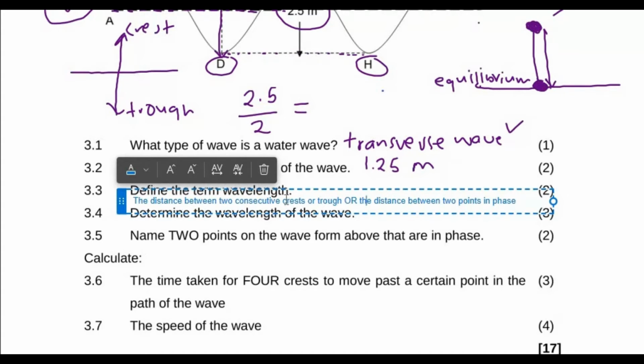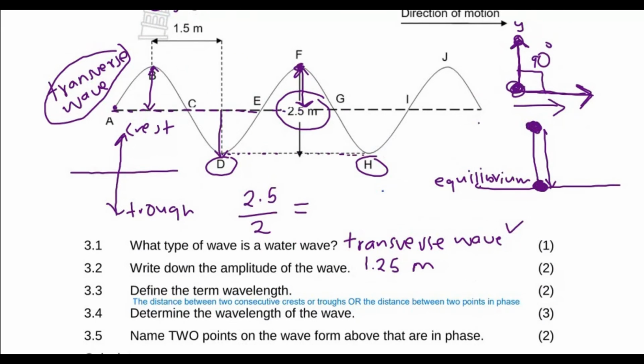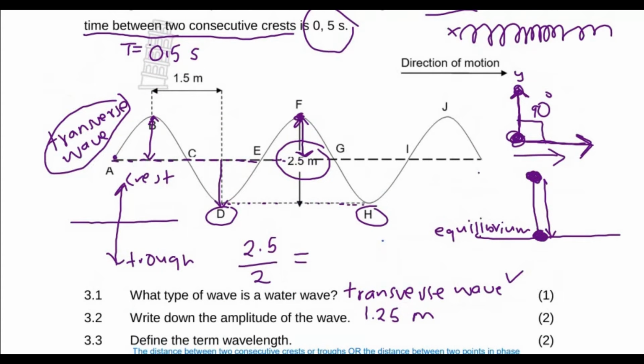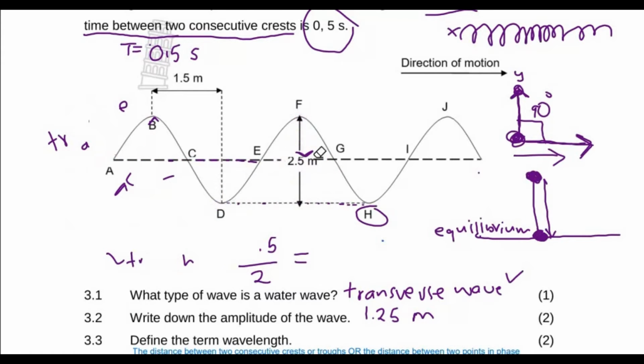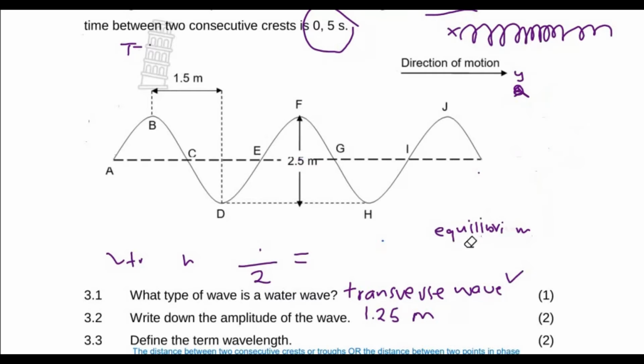The distance between two consecutive crests or troughs, or sometimes it can be defined as the distance between 2 points in phase. So if we go above at our transverse wave, this distance here, let me try to erase because now I've made a mess. So remember the trough and the crest. The crest means the highest point on a wave, and the trough means the lowest point on that wave.